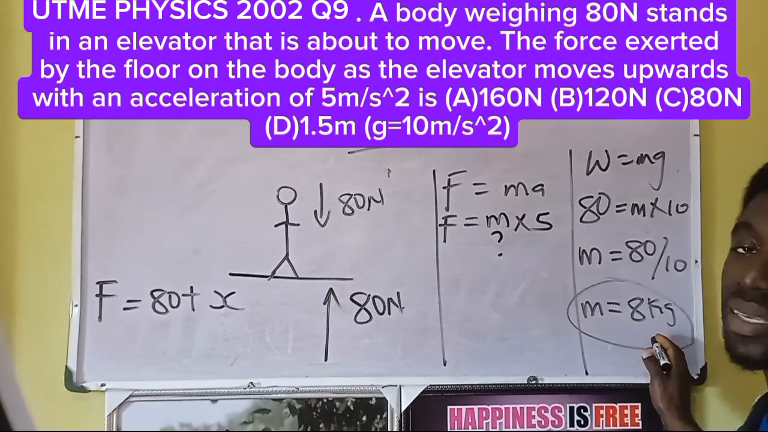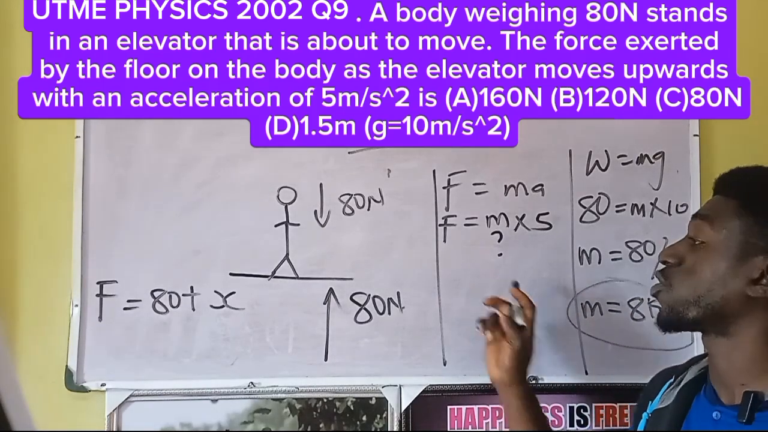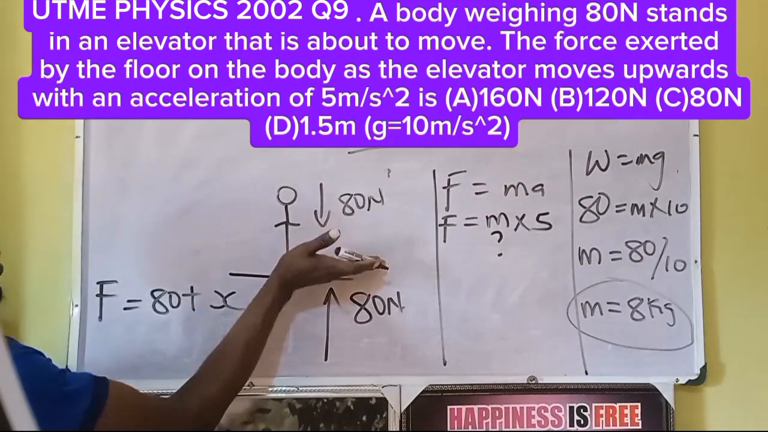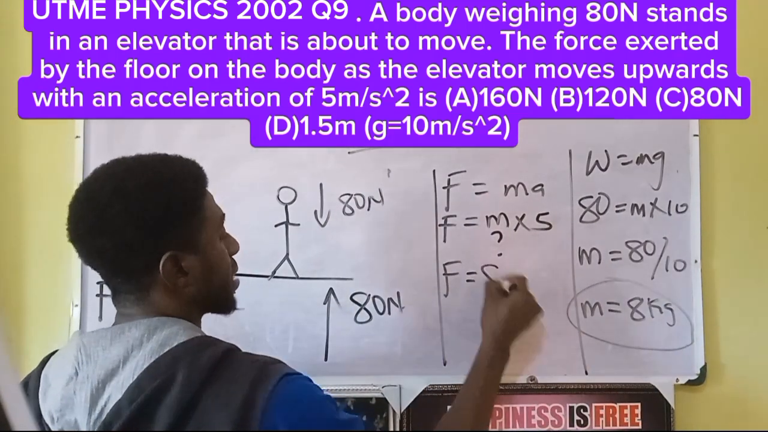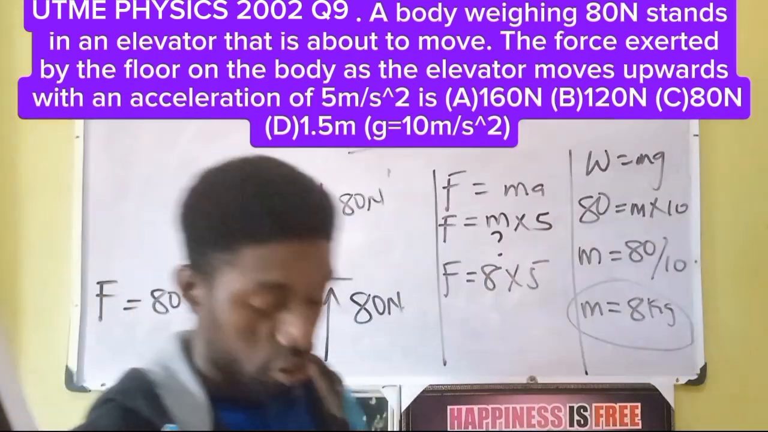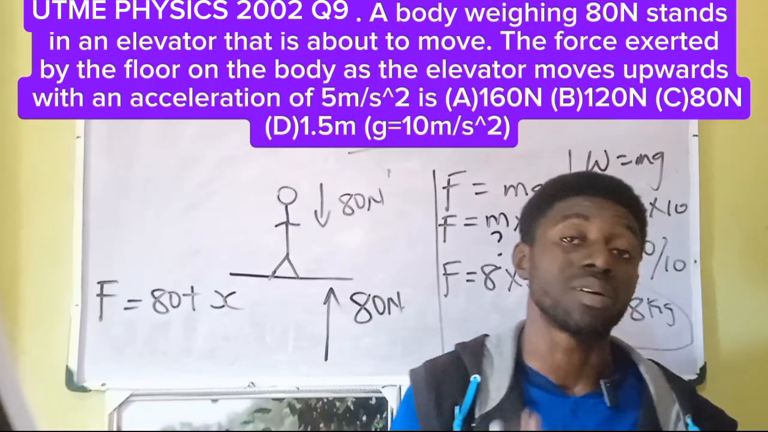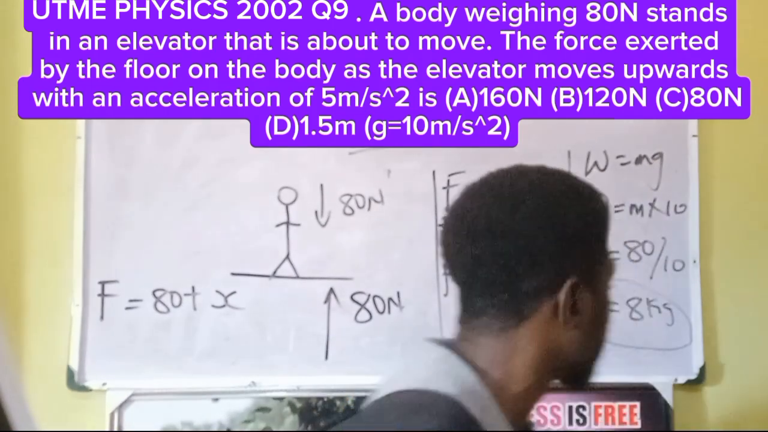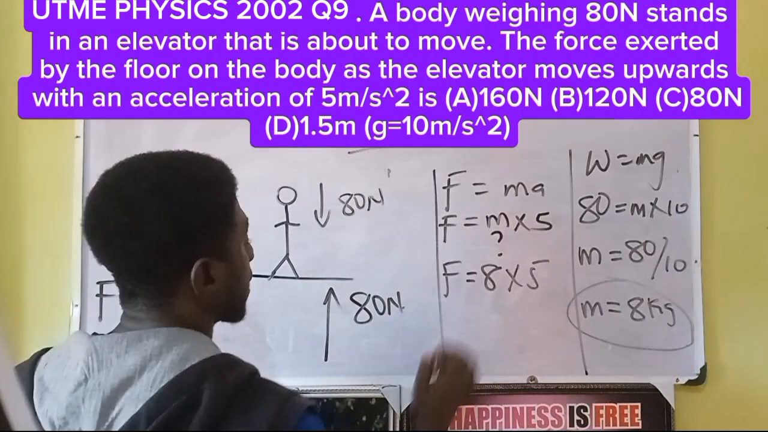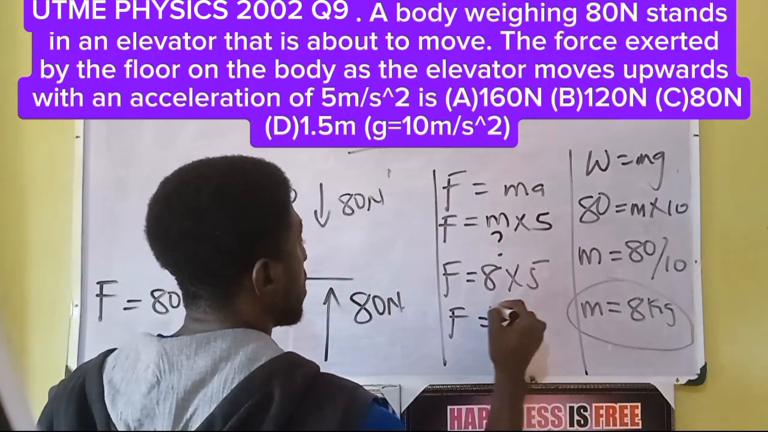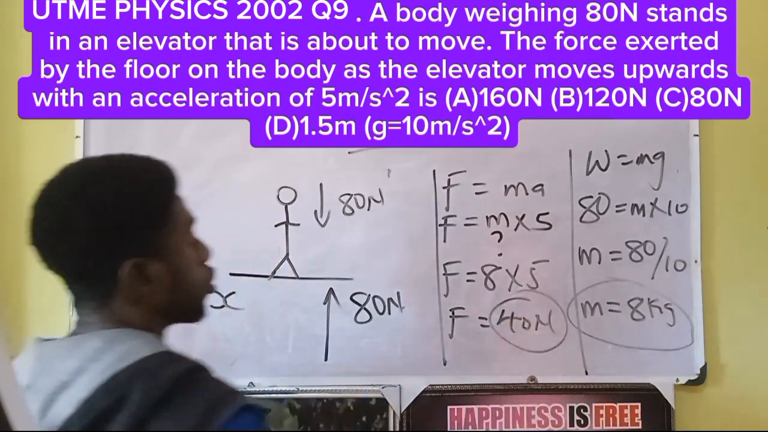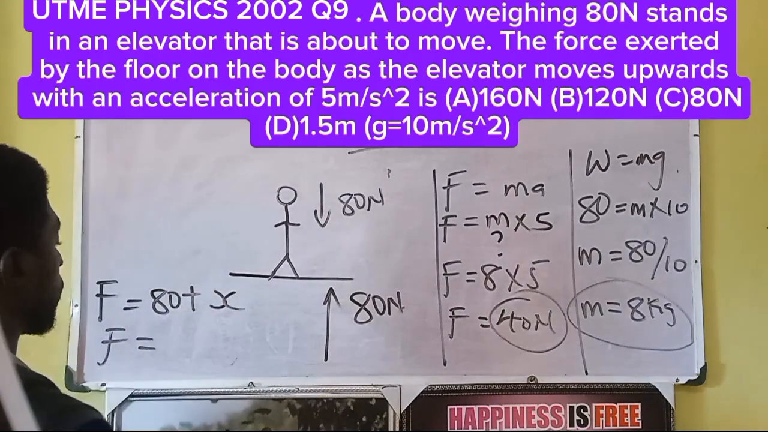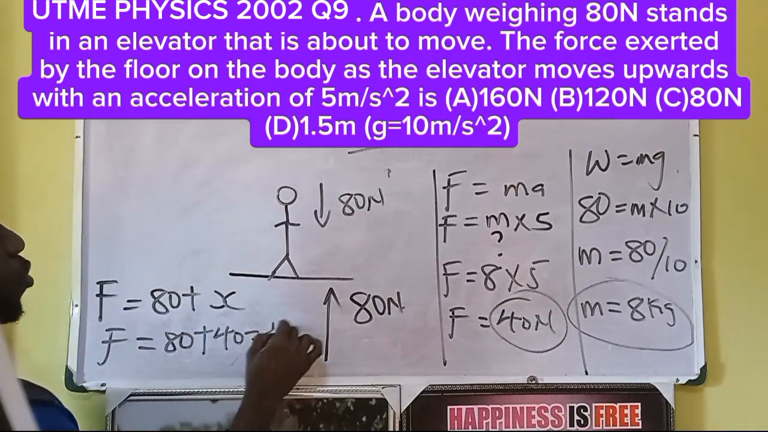Having known the mass, I'll go back to find that additional force making the mass accelerate upward. The additional force that's making this body move upward now becomes the mass 8 times 5. Please pay attention. Mass of a body is constant whether at rest or in motion. Whether a body is at rest or in motion, its mass does not change. It remains the same. This time the body is moving up. So to maintain that same mass, we'll have 8 times 5, 40 Newton. So this is the force making the body accelerate upward. So to get the total force that our elevator must provide, it will be 80 plus 40, giving me 120 Newton.